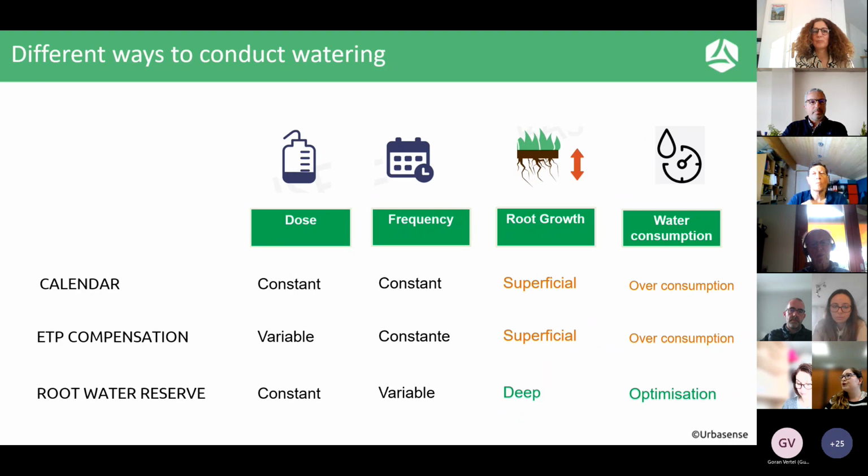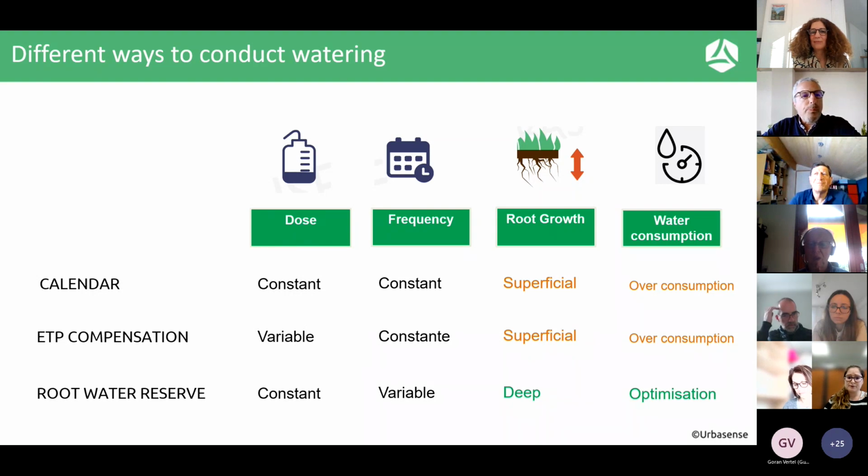Nowadays, we have different ways to conduct watering. You have the calendar method, you have the ETP compensation, you have the root water reserve. What we use at Urbascience is root water reserve. The difference is that you have the possibility to grow the roots deeper, and you have the ability to optimize the water consumption, maybe better than when you just use a calendar method or ETP compensation.